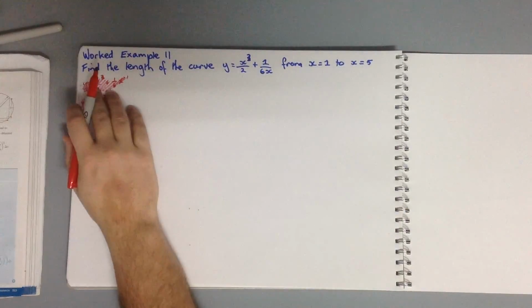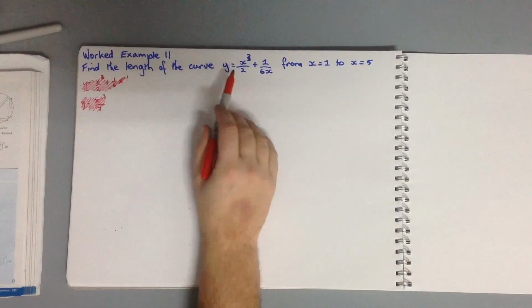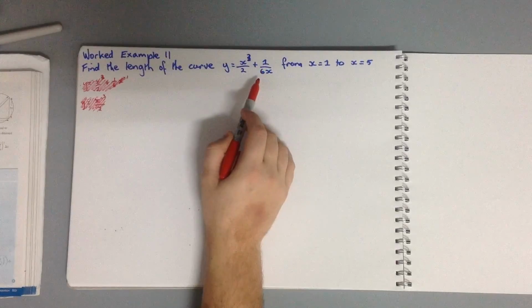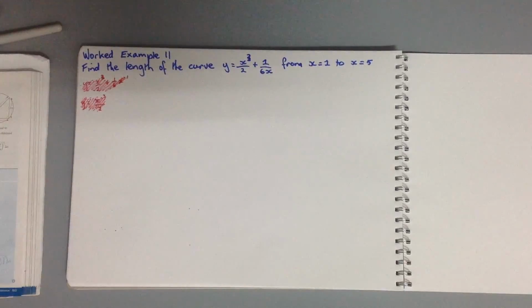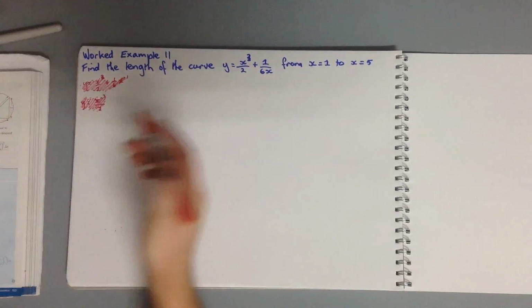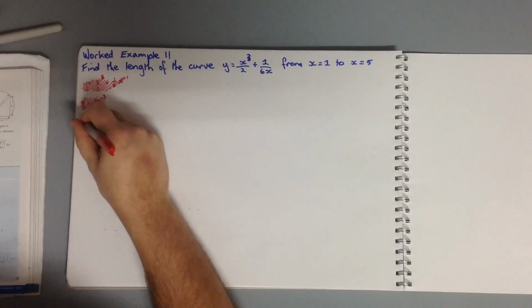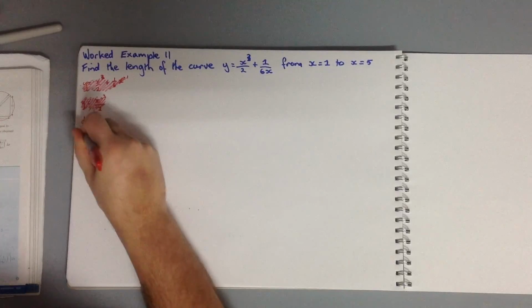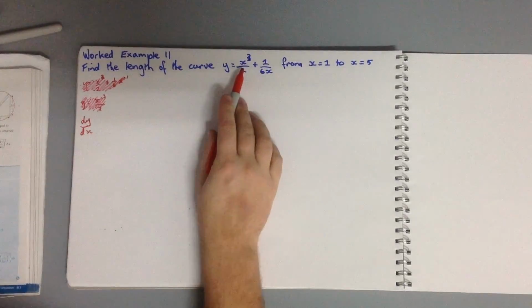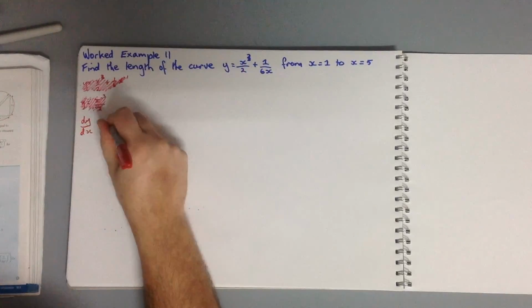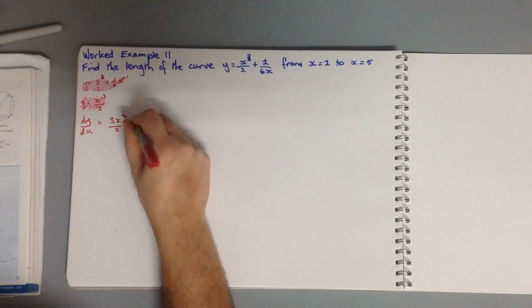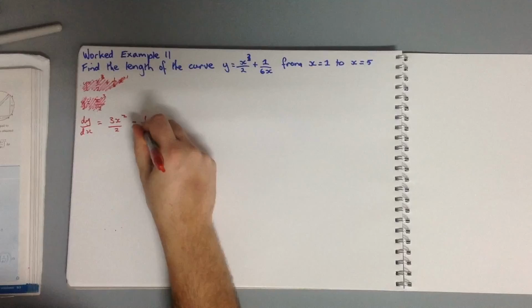So worked example 11, we want to find the length of the curve y equals x cubed on 2 plus 1 on 6x from x equals 1 to x equals 5. So what we need to do is start off by finding our derivative. Okay, so we can say our dy dx is going to be equal to 3x squared on 2 minus 1 on 6x squared.